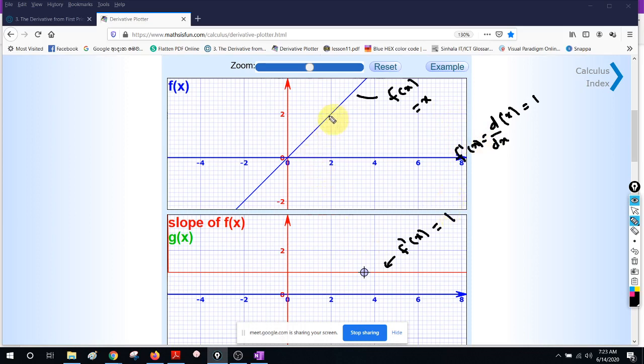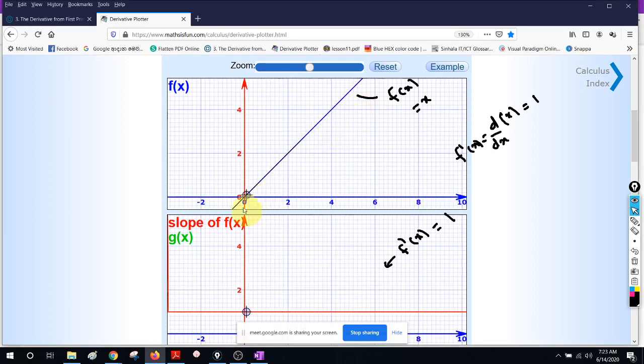So at this point, what is the rate of change? 1. Of course, it says 1. At this point, 1. So everywhere, you look at the two cursors, everywhere my rate of change is a constant value called 1. So therefore, my derivative is giving me the correct value.